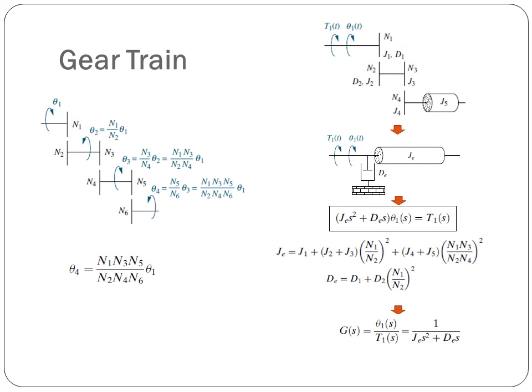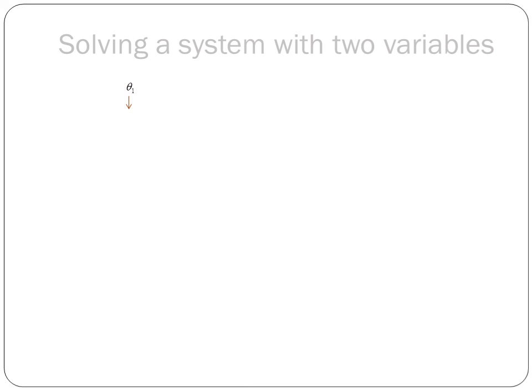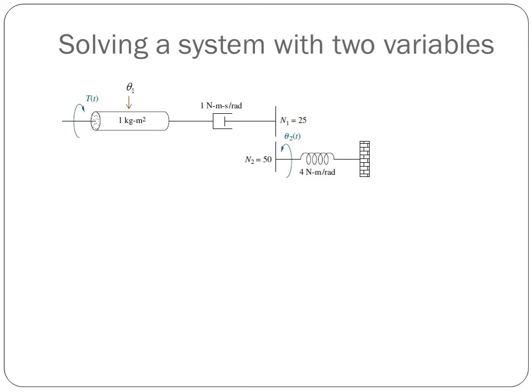And once we are done, we can write the transfer function from this equation, that is theta 1 by T1 is equal to 1 by this factor. Okay, so we have to write down all the values of GE and DE. So let's now solve another.